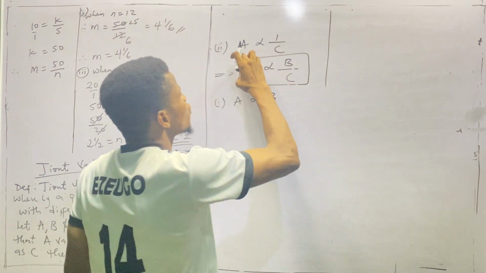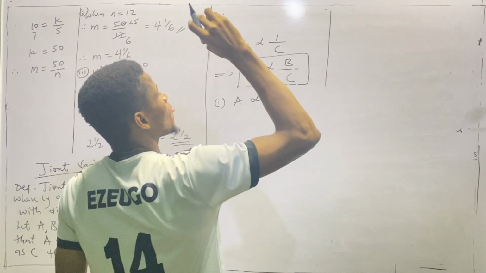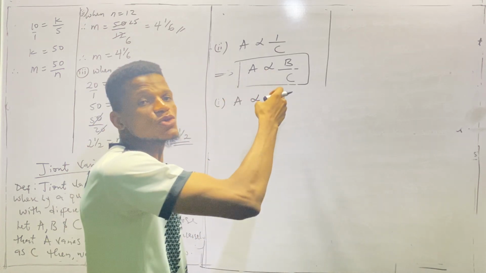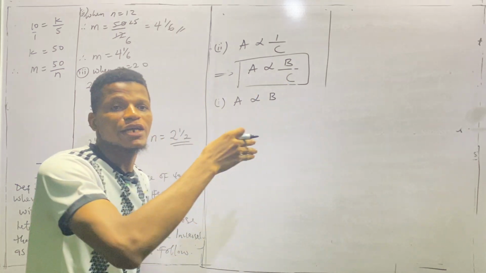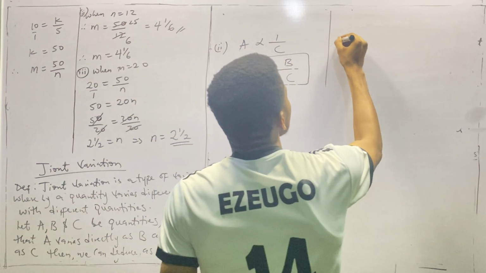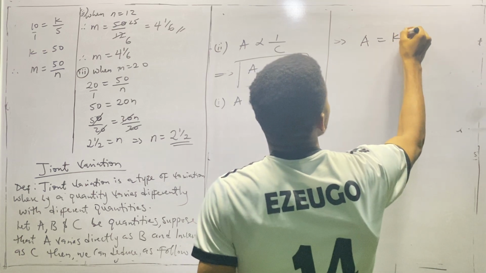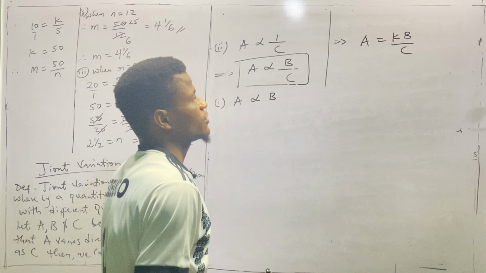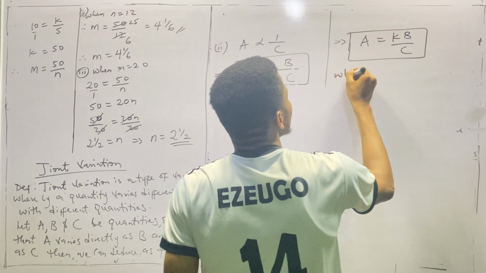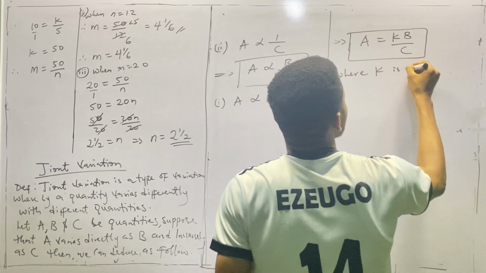From here, remember that whenever you have a variation notation, you always replace it with the equal sign, but you attach a constant, because it is the constant that brings about the equal sign. So from here we can conclude that A is equal to KB over C, where K is a constant.